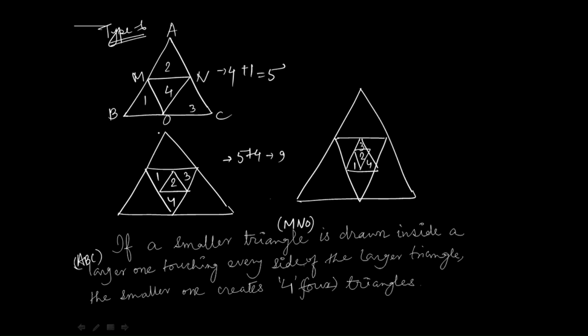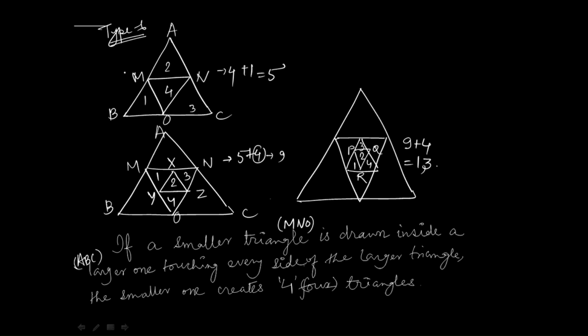If you add one more, like if it's ABC, this is MNO, and this is XYZ, then this XYZ creates 4 more smaller triangles. So we have to add 4 there. It's 4, so there will be 9, and one more is there. Suppose this is PQR. This PQR is making 4 more triangles, so it will be 13. So this is how you have to calculate this.